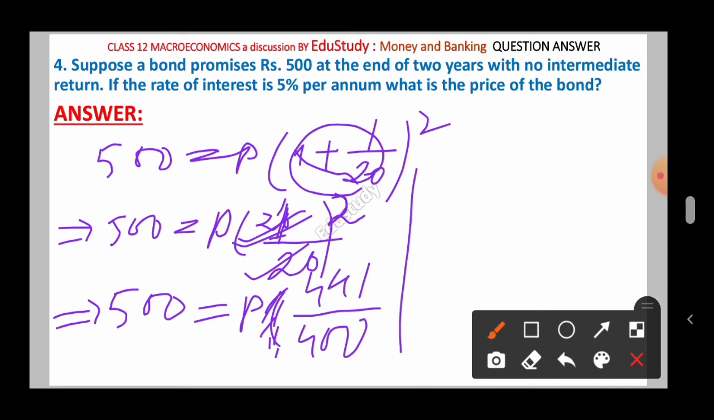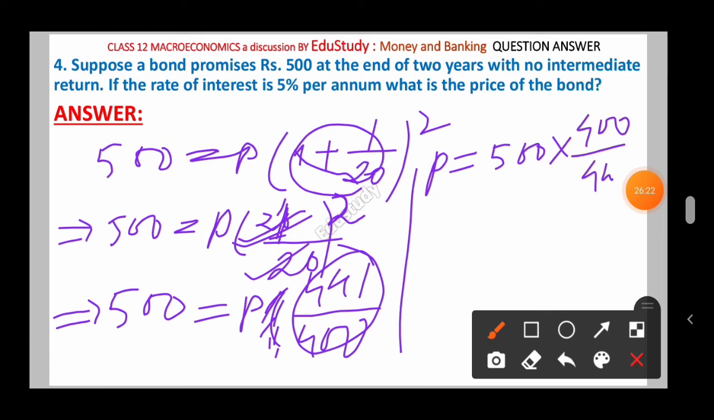And whenever you need to find the value of P, you just have to take 500 into the reciprocal of this fraction. What is the reciprocal of this fraction? That is 400 by 441. So 441 here. And whenever you solve this, you will find the value 453.51. You have to multiply these two, then you will find what?